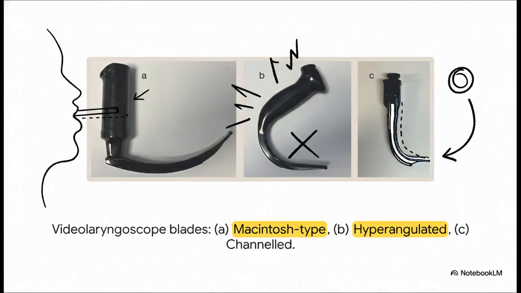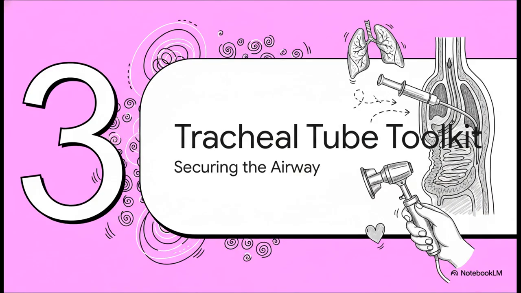And this brings up a super important point. Not all video laryngoscopes are the same. You've got your standard Macintosh-style blades, which feel familiar. Then you have hyperangulated blades, which are designed to literally see around corners in tricky airways. And some even have a channel, which is basically a built-in guide to help steer the tube right where it needs to go.